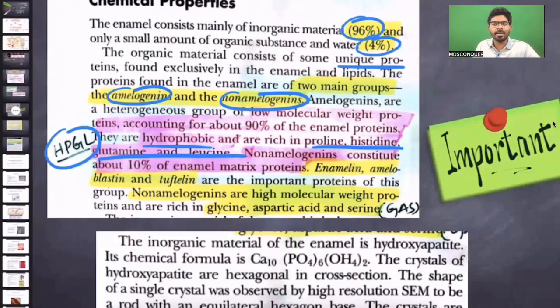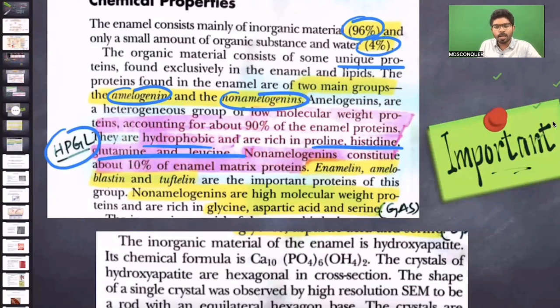Recently only we have done biochemistry, right? We have done what are essential amino acids, what are non-essential amino acids, what are semi-essential amino acids, the same amino acids. HPGL is related to amelogenins, which are hydrophobic and they occupy 90%. The next goes, Swaroop, please don't do anything on my screen. Please.